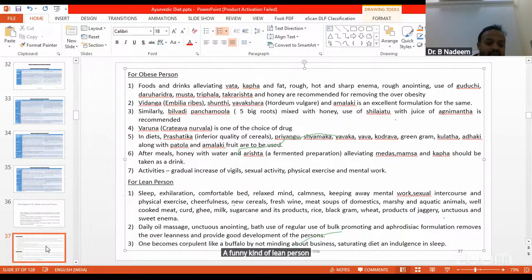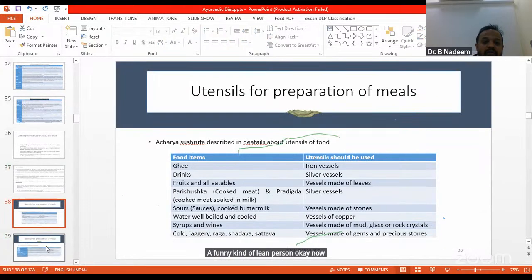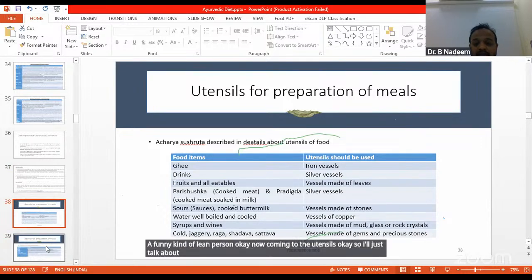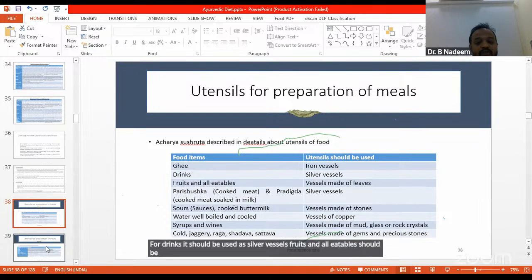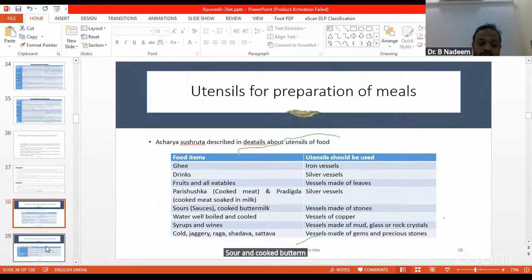Okay. Now coming to the utensils. I'll just talk about the utensils that have to be used for food items. For ghee, the utensil to be used is iron vessels. For drinks, silver vessels. Fruits and all eatables should be in vessels made of leaves, and meat and cooked meat soaked in milk, that is silver vessels. Sour and cooked buttermilk, vessels made of stones.